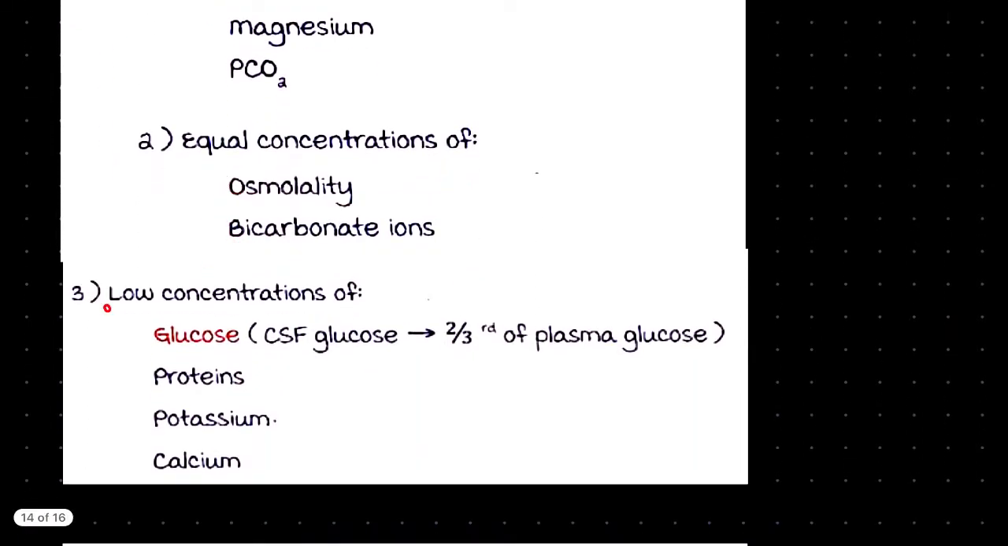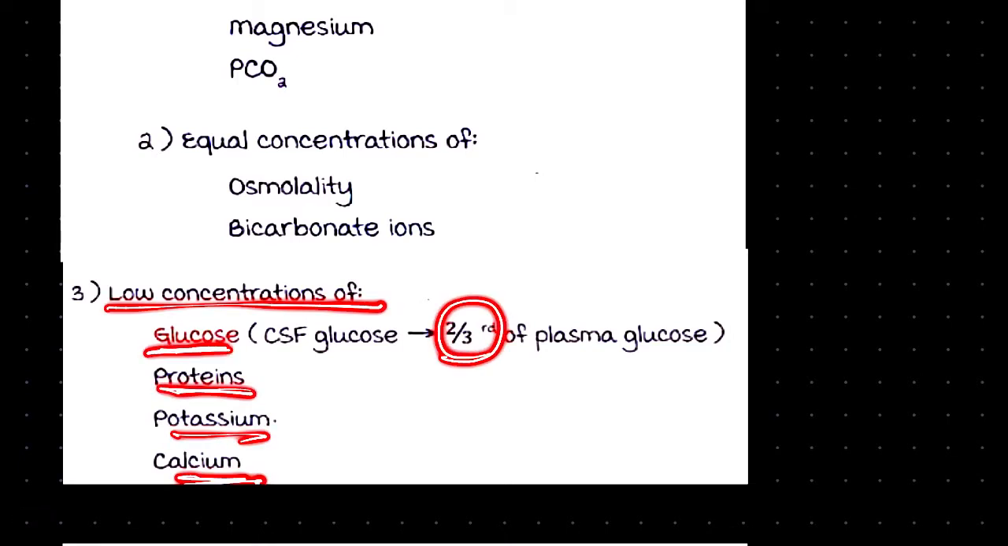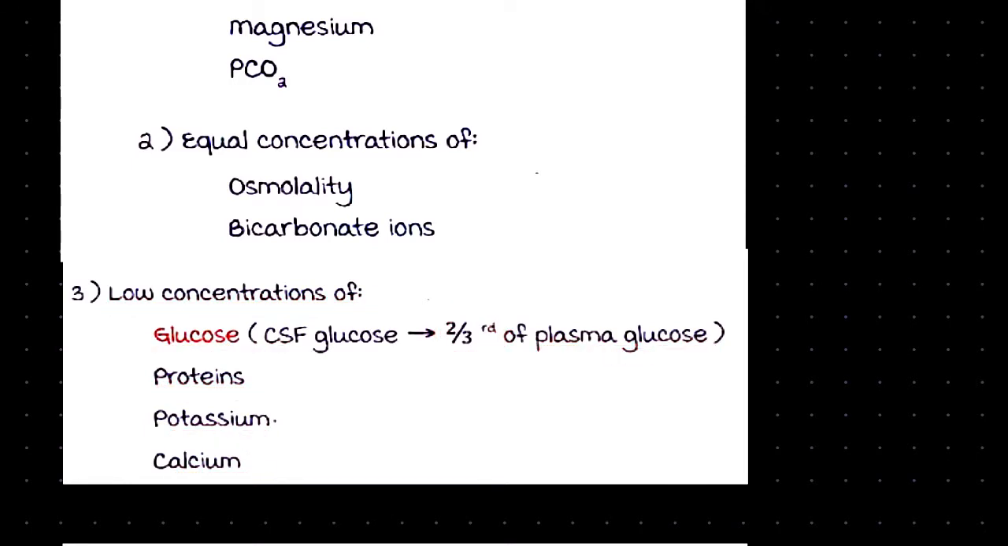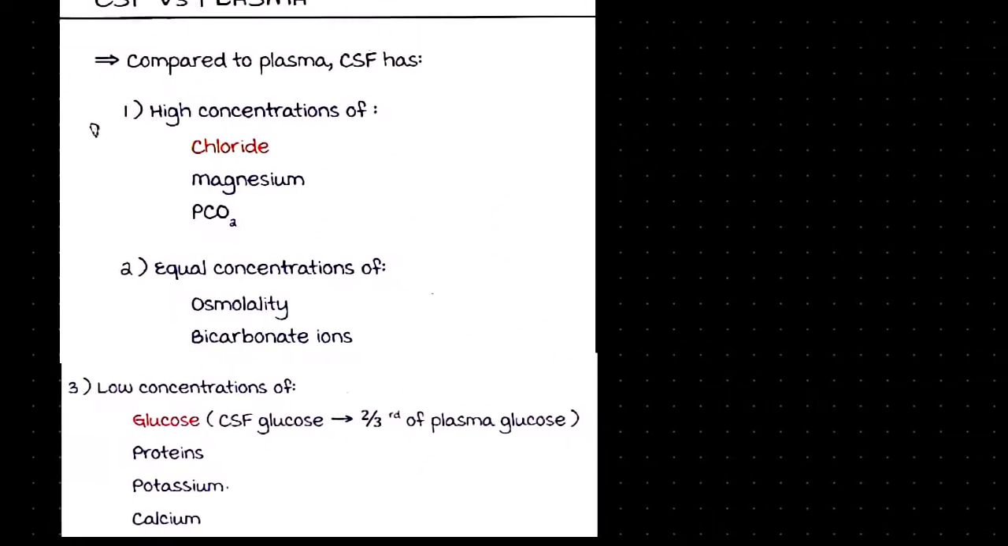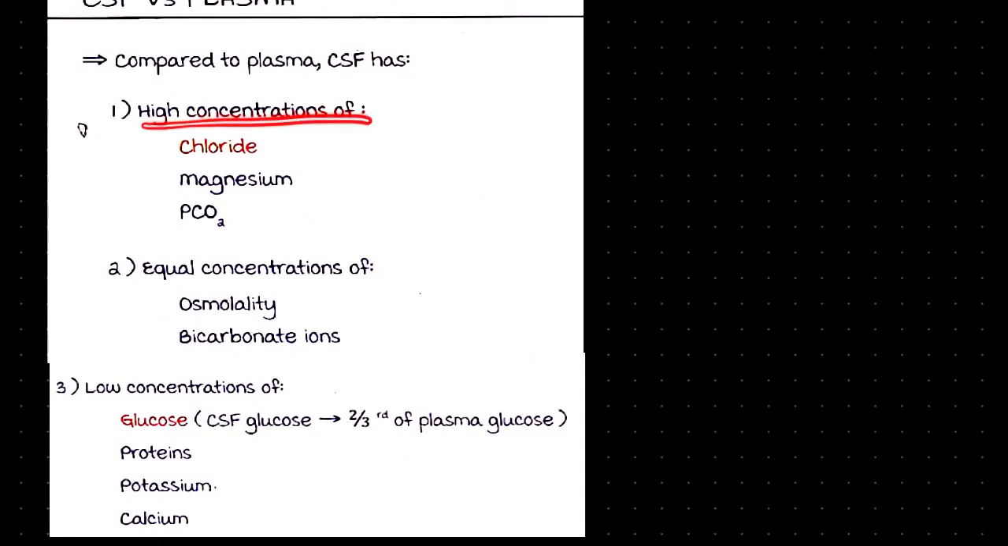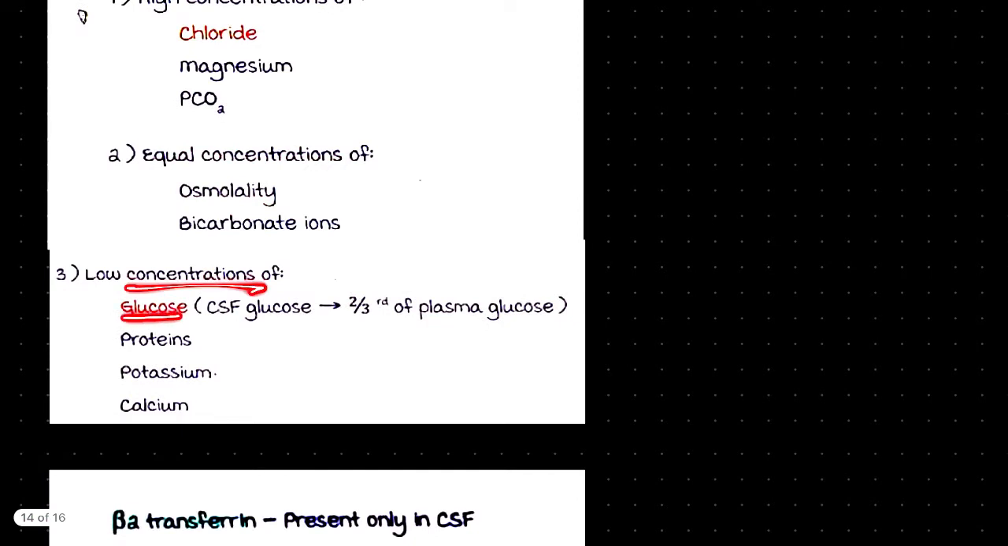Now our CSF has a low concentration of glucose, protein, potassium and calcium, right? About 2/3 of plasma glucose is only present in our CSF. So this was an important point, right? What we talked about: our CSF has a higher concentration of chloride, magnesium and PCO2, equal concentration of osmolality and bicarbonate ion, and low concentration of glucose, protein, potassium and calcium. It is important to know.